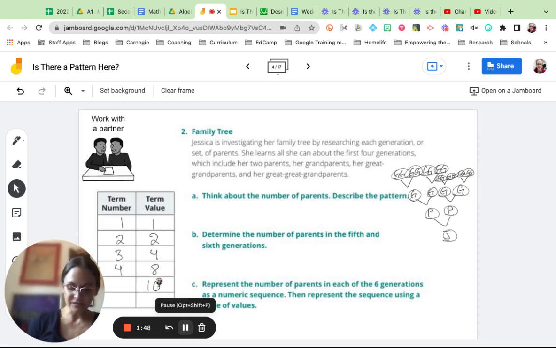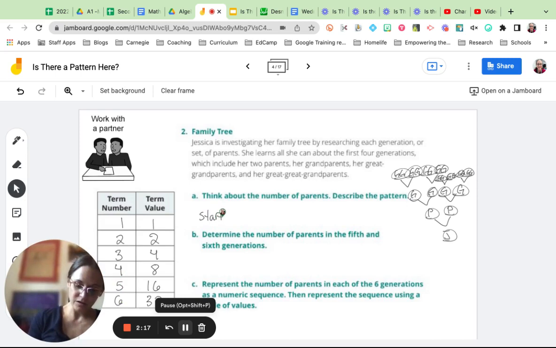Of course, she also has great-great-grandparents. There would be 16 of them because each of Jessica's great-grandparents has 2 great-great-grandparents. 8 times 2 is 16. Of course, each of her great-great-great-grandparents has 2 great-great-great-great-grandparents. 16 times 2 is 32. So the family tree is going to double with each row. And that's what I would say for my description here.